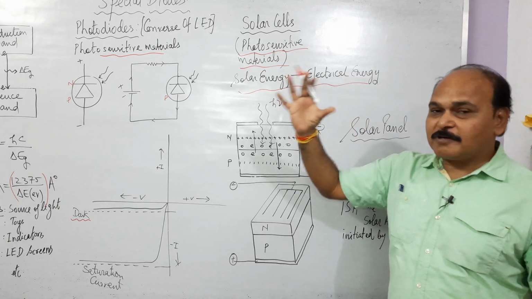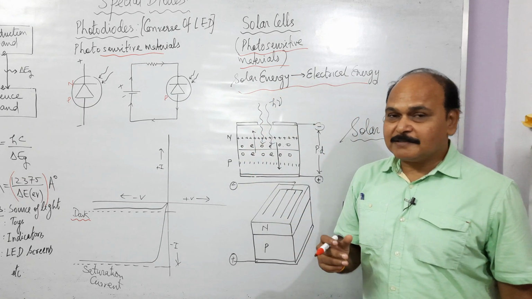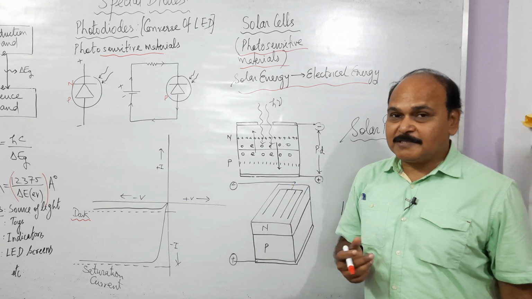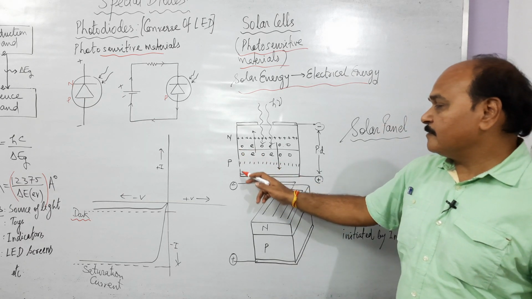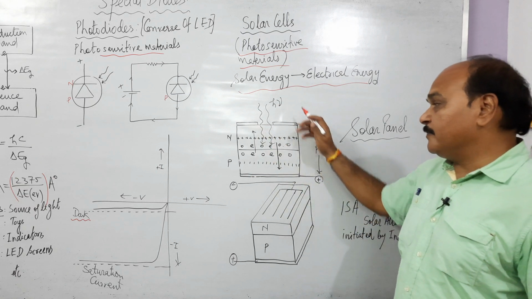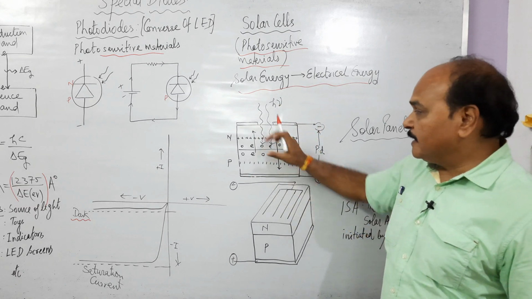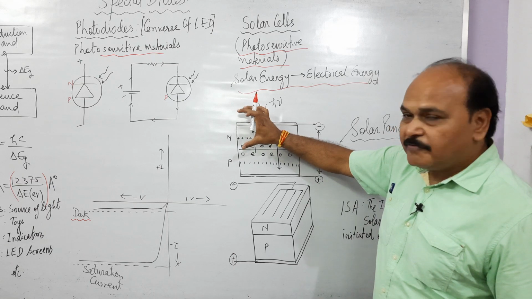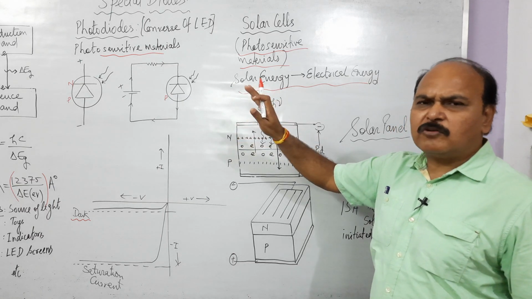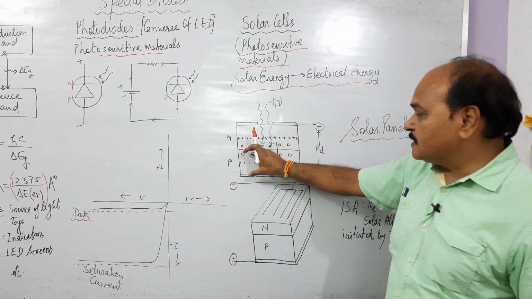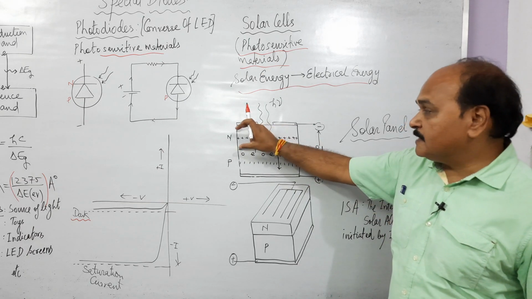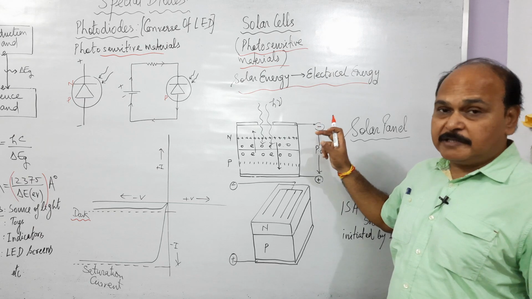What is the constitution of this particular device, this particular PN junction diode? Well, as usual, we have P type material and N type material fused to each other. The thickness of the N type material is very, very small, of the order of a micron. The P type is thicker, and the N type material is very thin.